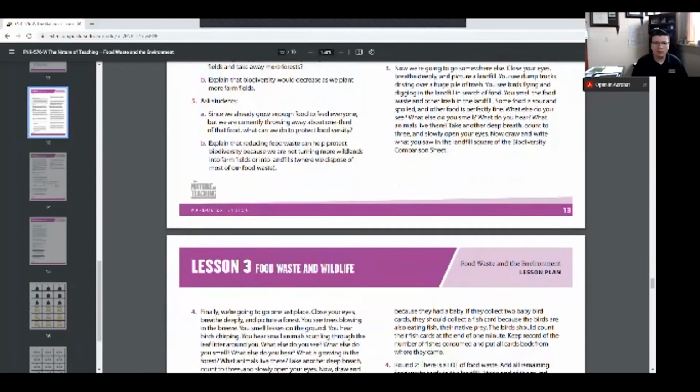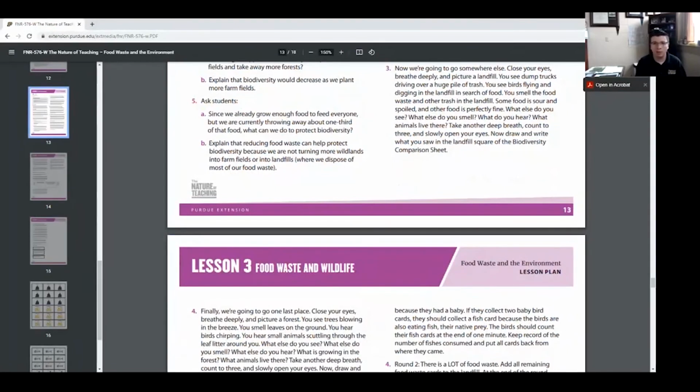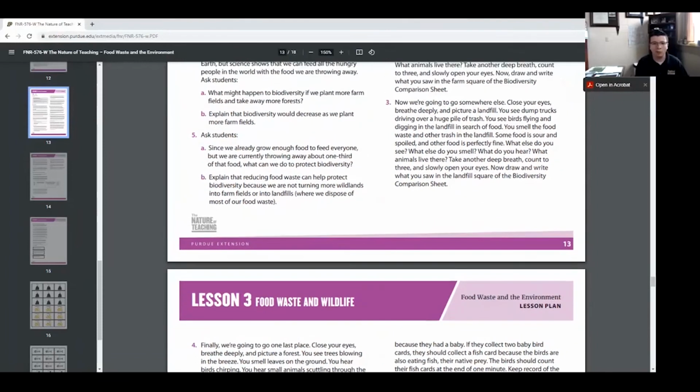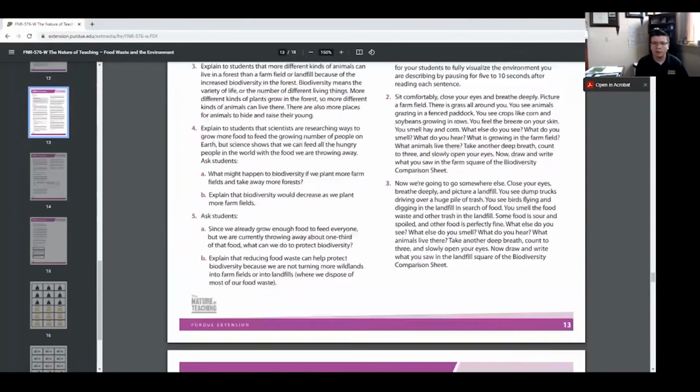Then go on to ask students, since we already grow enough food to feed everyone, but we're currently throwing about 1/3 of that food away, what can we do to protect biodiversity? Can we make farms more efficient? Can we waste less food in the home? That's part of the food waste curriculum with the Nature of Teaching, asking those questions and engaging those students in that critical thinking. Explain that reducing food waste can help protect biodiversity.